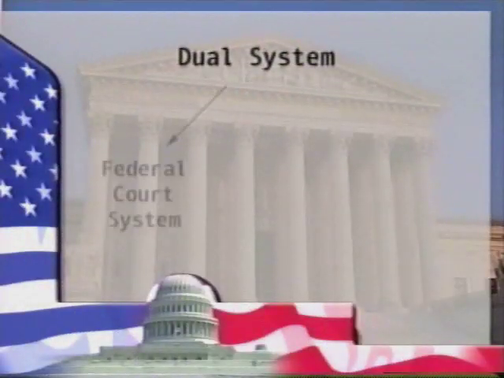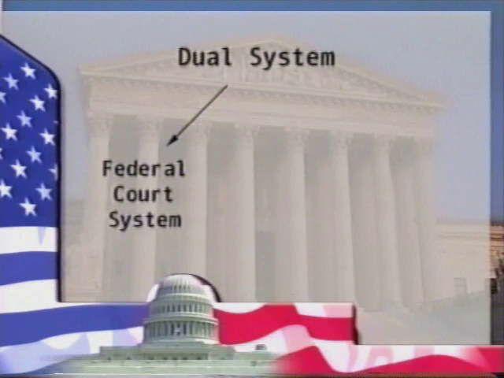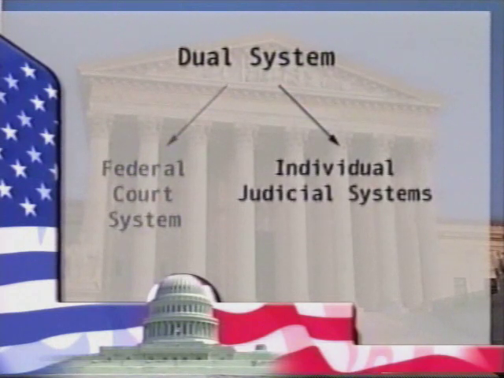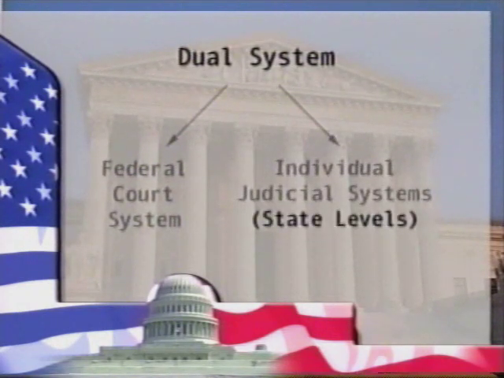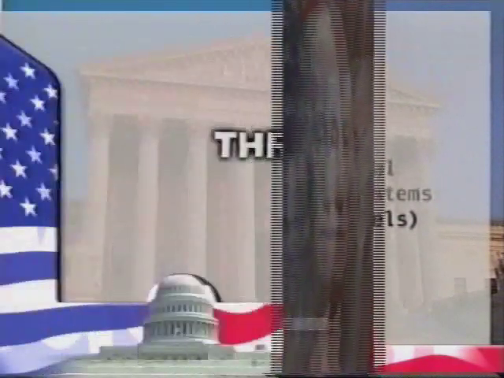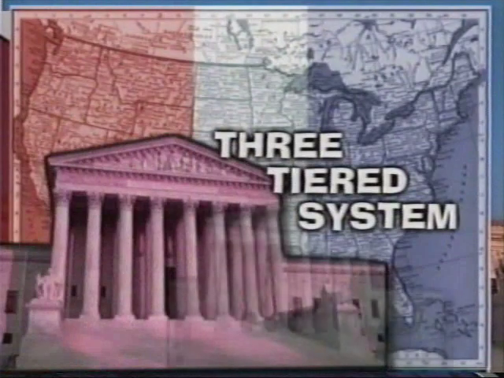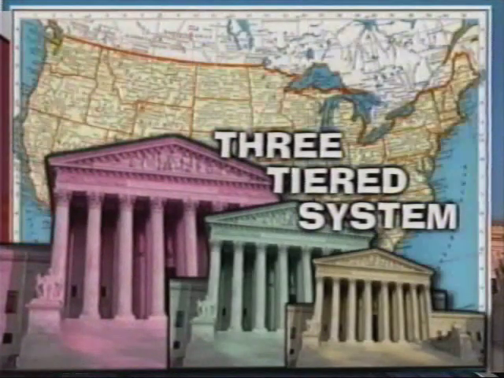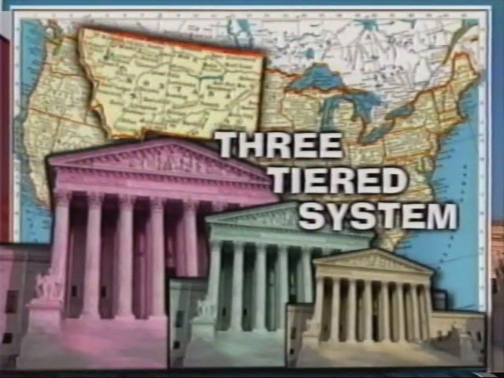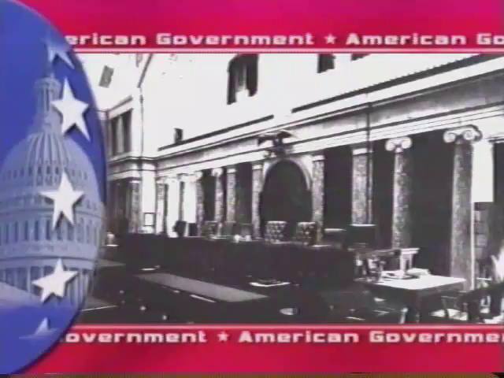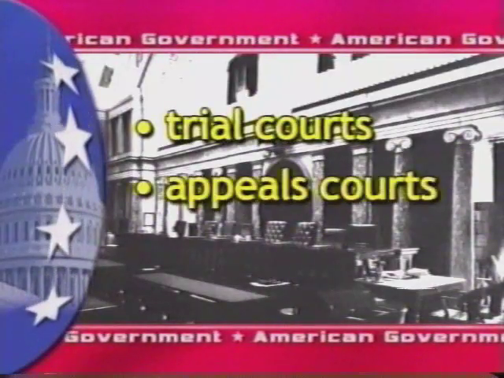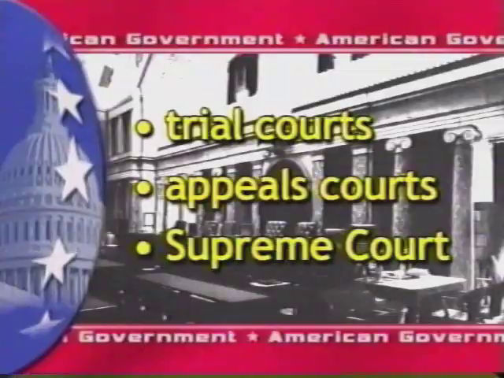The dual system consists of the federal court system we just outlined and the individual judicial systems at the state level. Secondly, known as the three-tiered system, the American judicial system contains three different levels of courts within both the federal and state levels. Each tier has a different jurisdiction. They are the trial courts, the appeals courts, and the Supreme Court. Let's see how each of these courts fit together to form the big judicial system.